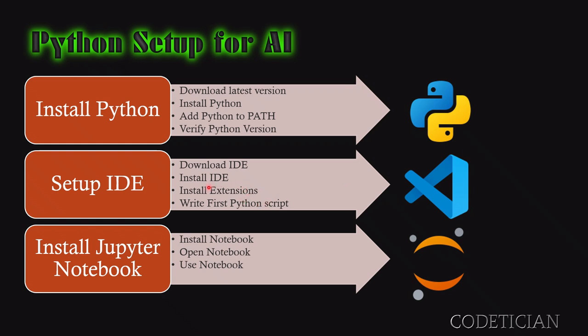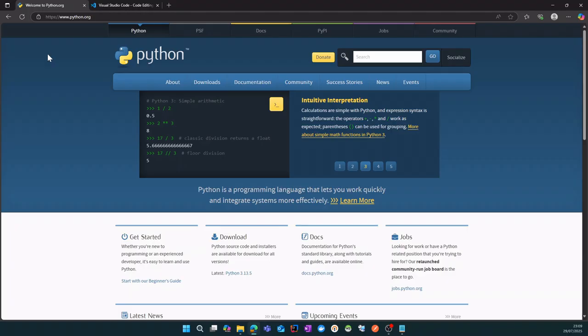Then we'll be downloading a couple of extensions that are going to help us, and then we'll be writing our first Python script. The third step would be installing Jupyter Notebook, which is a popular tool for AI, data science and machine learning. Once all this is downloaded and set up, then we'll test that everything is working fine. So let's get started.